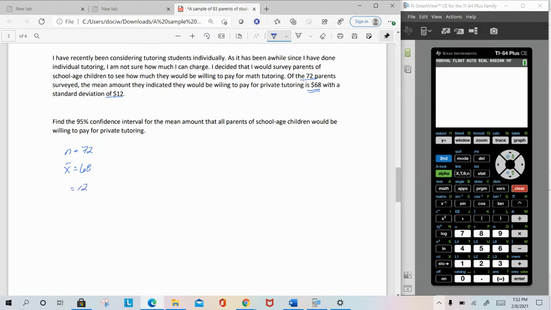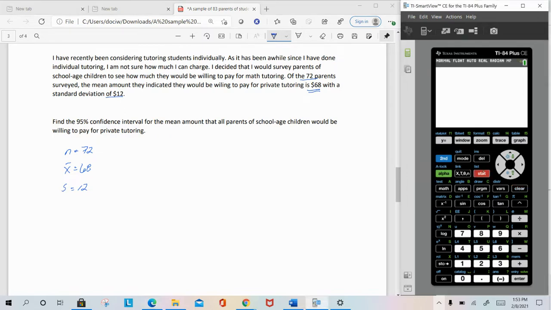Now, a little thought here. The standard deviation is 12, and when reading, you're going to spend some time trying to discern: is that the standard deviation of the sample, or is it the standard deviation sigma of the entire population? Notice my sentence: of the 72 parents surveyed, the mean amount that they indicated they would be willing to pay for private tutoring is $68 with a standard deviation of 12. The fact that there's no statement saying the population standard deviation, or sigma equals, is a good indication that it is the sample standard deviation that we're talking about here. So since this indicates that the sample standard deviation is 12, I'm going to use S.